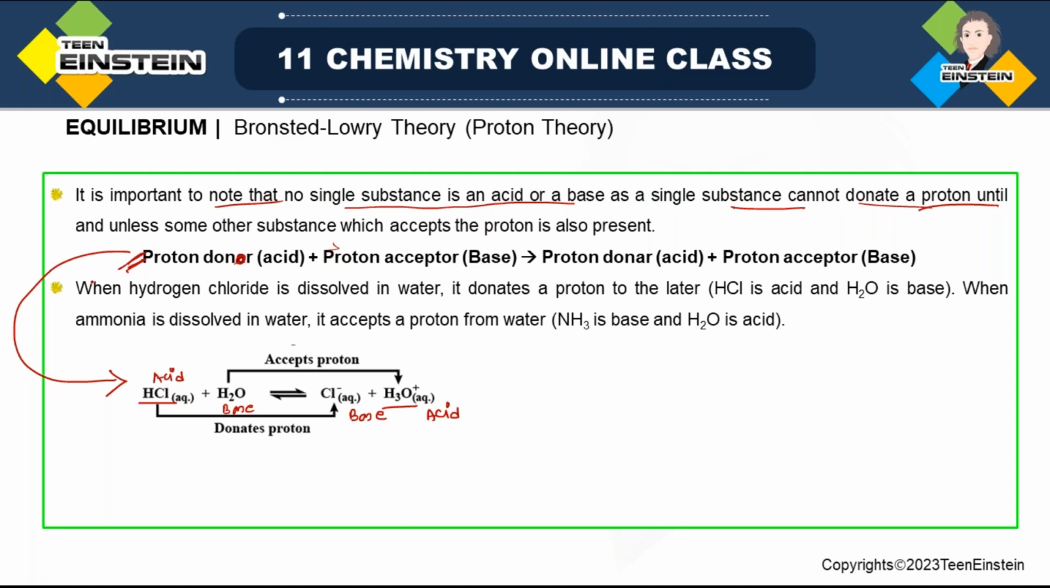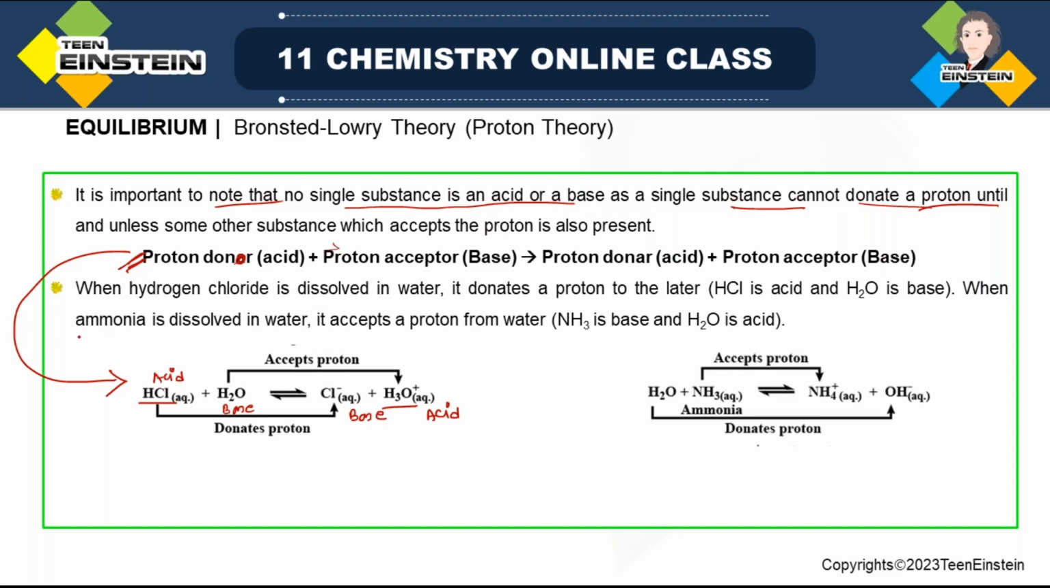Fine. Now the question is whether the equilibrium will be towards left or right, but we'll come to that later. That depends on stability actually, whether H3O+ and Cl- are more stable, or the species on the left are more stable. That is a different thing. But the important point is to focus that on the left-hand side you have one acid-base pair, and on the right-hand side you have another acid-base pair, and these have a special name: they are called conjugate base and conjugate acid. We'll come to that later.